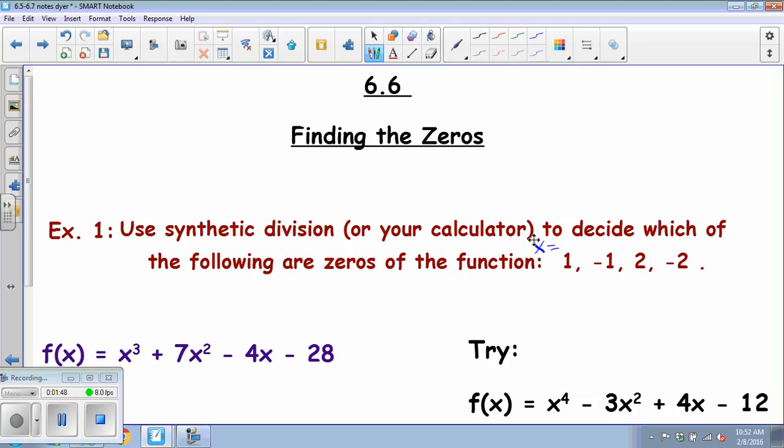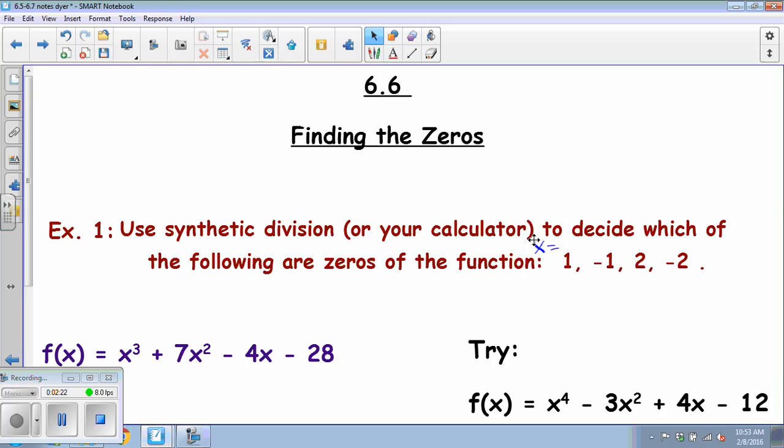And then you would have to do it again with -1. Check to see if the remainder is 0. Do it again with 2. Check to see if the remainder is 0. And then do it again with -2. That would be a lengthy process, right? There is a way that we can do this in our calculator to check to see if those values are solutions. Can anybody think of a way that we could use our calculator to tell us whether those x values are solutions? Plug it in the table.